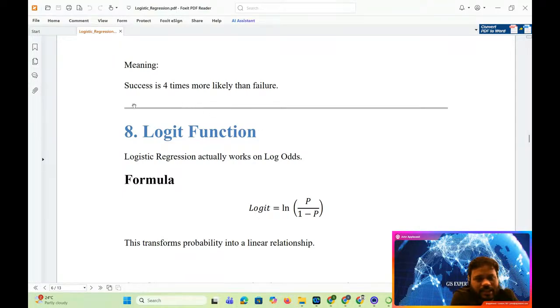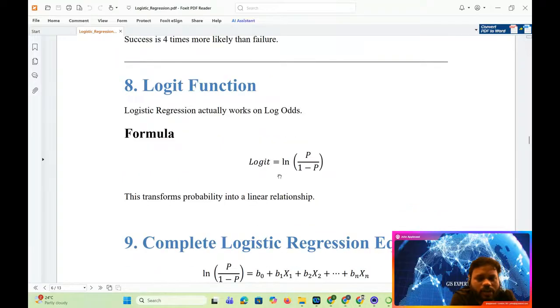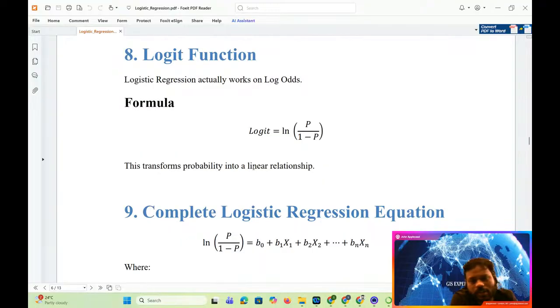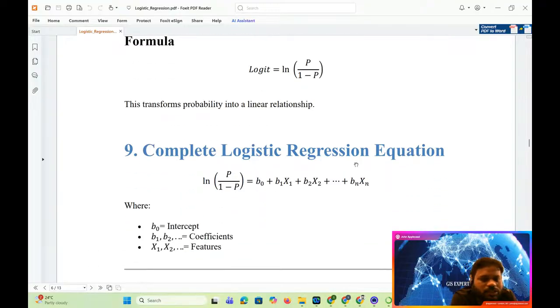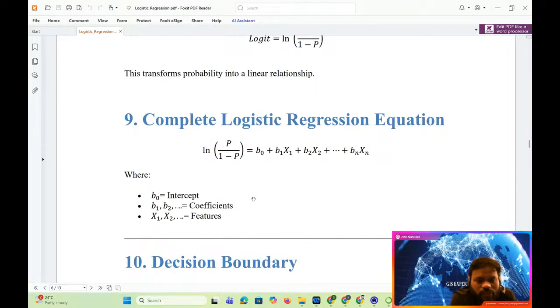Again, a very important function is the logit function. Logistic regression actually works on log odds. The formula for logit is the natural log of p / (1 - p). This transforms probability into a linear regression form. The complete logistic regression equation is ln(p / (1 - p)) = b0 + b1x1 + b2x2 + ... + bnxn, where b0 is the intercept, b1, b2 are the coefficients, and x1, x2 are the features.